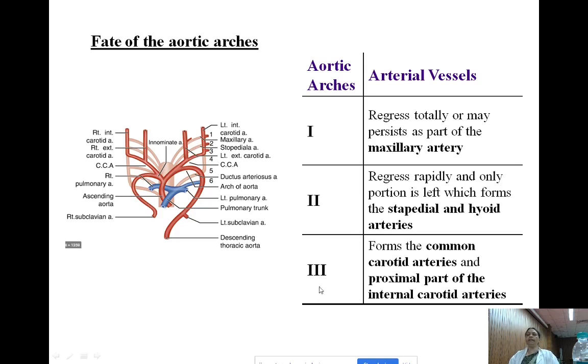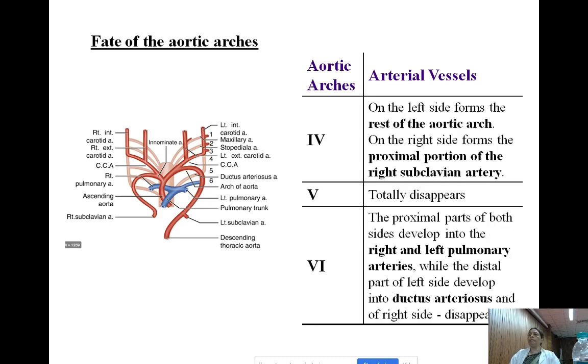The third arch is very important because it is known as the carotid arch, because it forms the carotid arteries, that is the common carotid artery and the proximal part of the internal carotid artery. And the external carotid artery is developed from the ventral aorta.